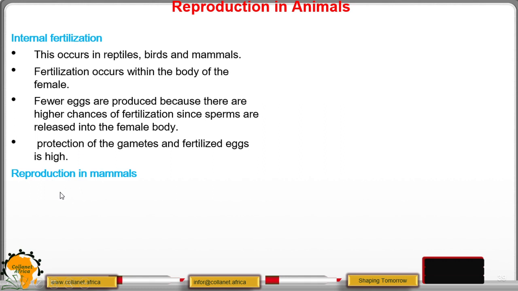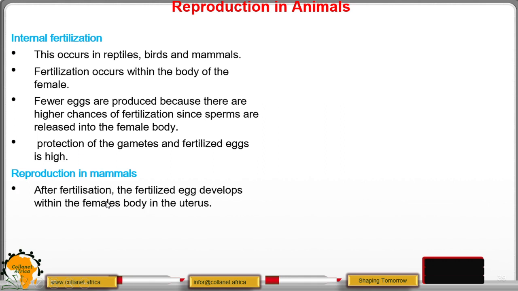Now let us consider how reproduction in mammals takes place. After fertilization, the fertilized egg develops within the female's body in the uterus. Mammals, remember, are those organisms that give birth to live young ones, and they are called mammals because they suckle their young ones with mammary glands that contain milk.